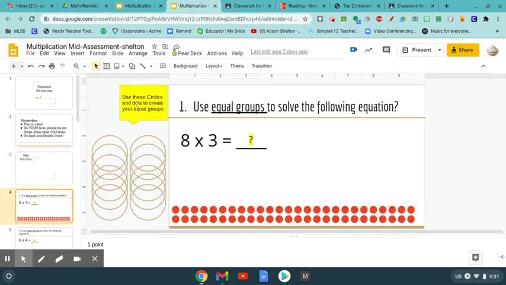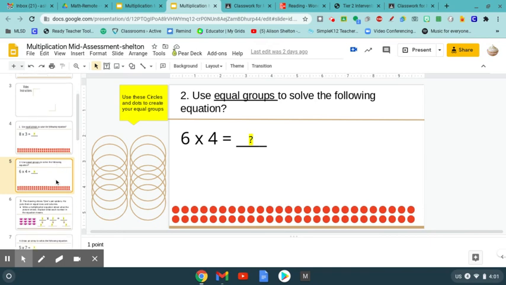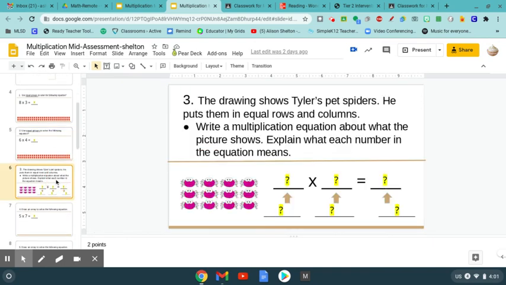Here we go on this slide. There are some words. When you see words, you need to read them. It says use these circles and dots to create equal groups. Let's read the equation. Use equal groups to solve the following equation. The equation's right here. Use these circles and these dots to show equal groups. Same with this one. Use equal groups. Use the dots and the circles.